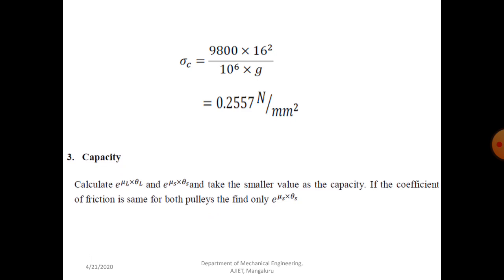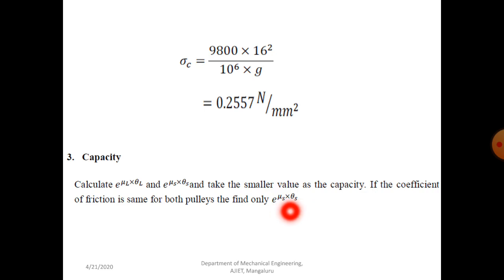Now again you have to calculate capacity, that is step number 3. Here you have to calculate e to the power mu l theta l and e to the power mu s theta s, but in our problem the coefficient of friction is the same for both materials, so there is no need to calculate these two quantities separately for the larger and smaller pulley. You only need to find e to the power mu s theta s, because this value will be minimum when the coefficient of friction is equal.